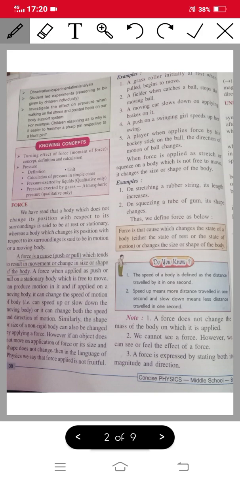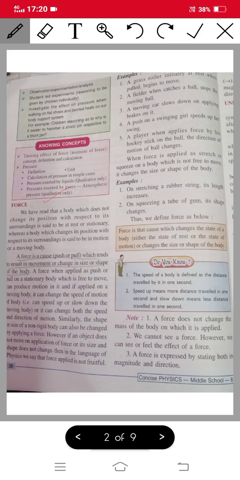Now, first is what is force. So basically a force is a push or pull which results in the movement or change in shape and size of a body. Means basically that whenever we give any push or any pull to a body, or we change its shape or size, we apply some energy, and that energy could also be said as force.